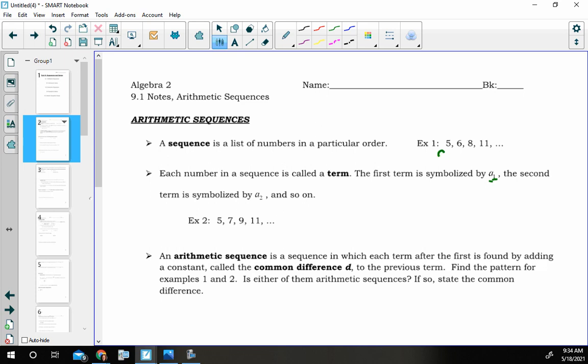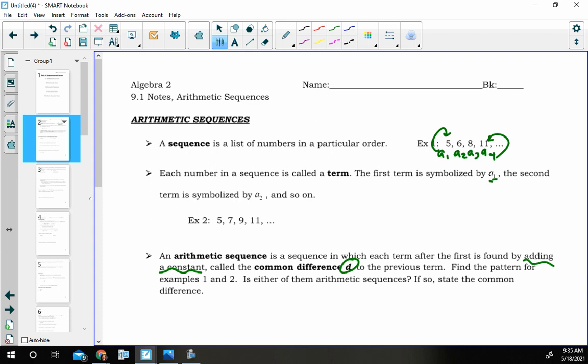So in this one, a sub 1, this is a sub 2, a sub 3, a sub 4. That means it's the fourth term. This is the first term. 6 is the second term. An arithmetic sequence is a sequence in which each term after the first is found by adding a constant. It can be a negative constant. It's called the common difference, or the letter d. Sometimes I will call it the distance that we travel to the previous term.